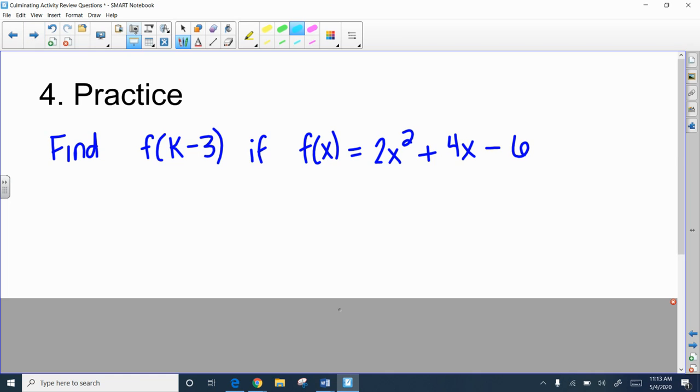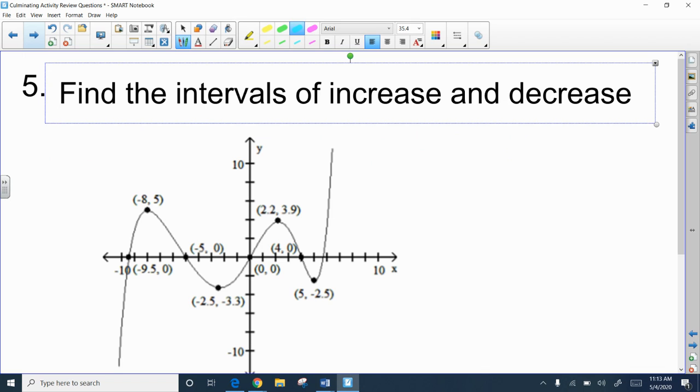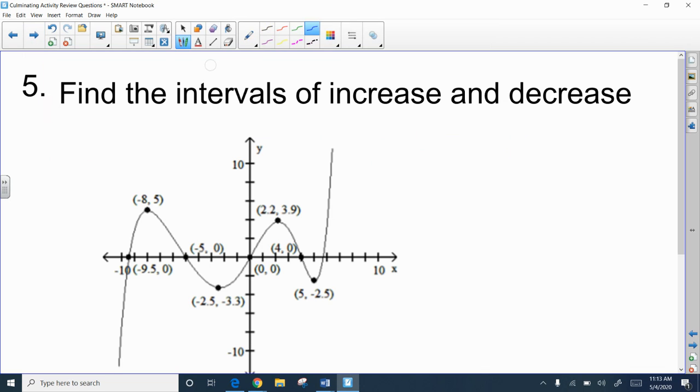All right, the answer to number 4 is 2k squared minus 8k. All right, next problem, number 5. Find the intervals of increase and decrease.